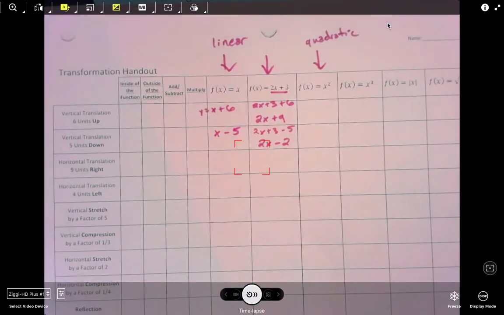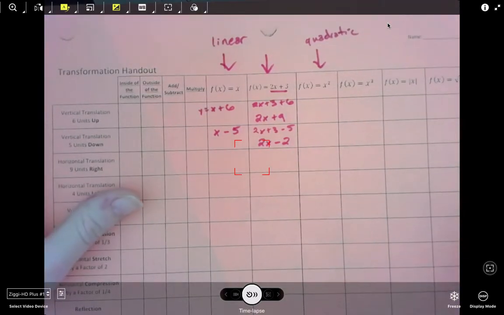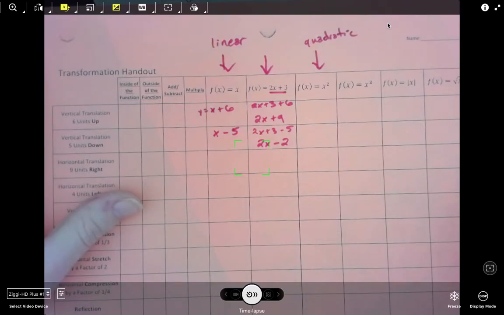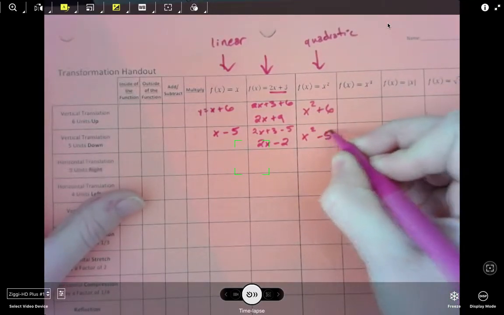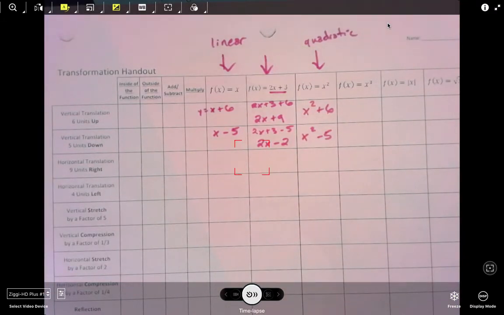What about x squared? What will that look like if you move it 6 units up or 5 units down? Plus 6 inside or outside the square? Outside. It'll just be x squared plus 6 and x squared minus 5. Basically, we're just tacking those numbers onto the end.